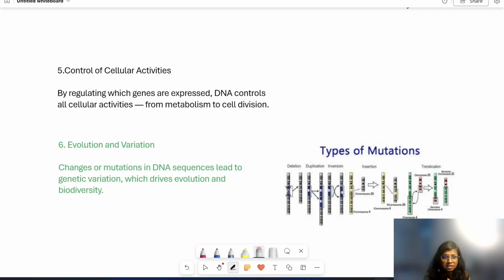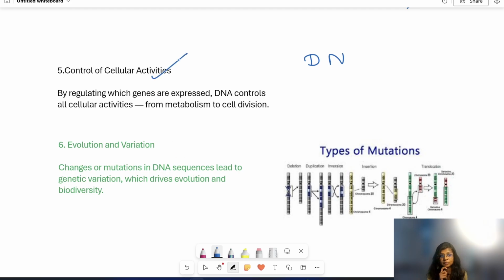The next function is control of cellular activities. DNA has a special ability to choose the genes which should be expressed. By regulating which genes are expressed, DNA controls all the cellular activities from metabolism to cell division. So, this is a special function.